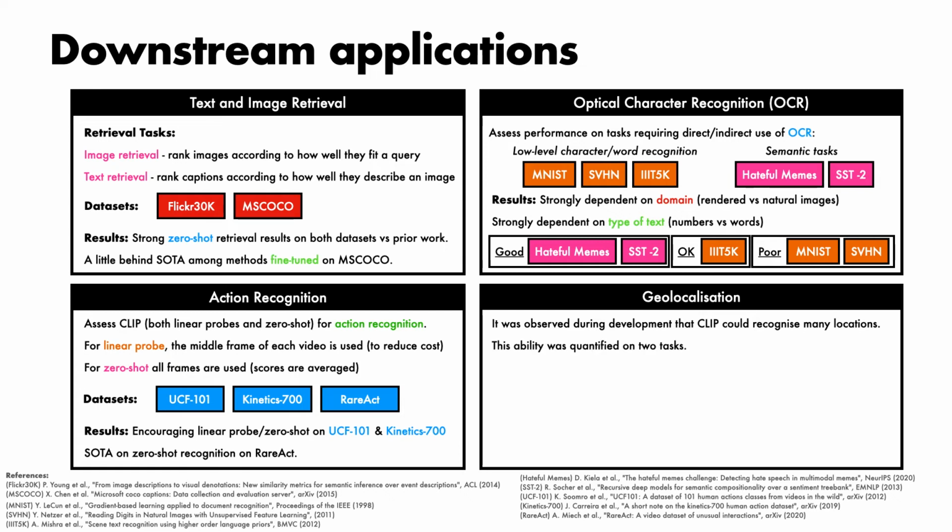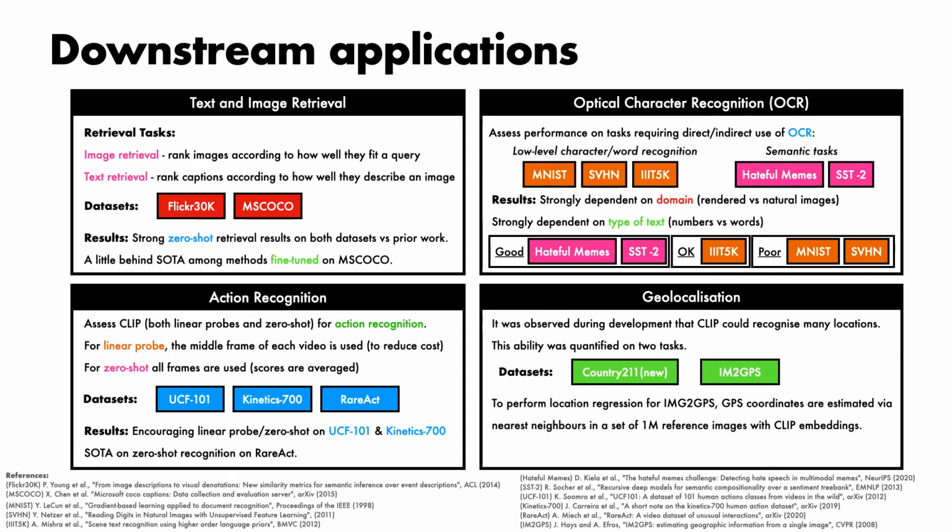The authors quantified this on two tasks: on the new Country211 data that was collected as part of this work, and for which results were included in the 27 dataset suite discussed earlier, and on Im2GPS, which requires models to regress the GPS coordinates of images. To perform the latter task, GPS coordinates were estimated via nearest neighbours against a set of 1 million reference images that were compared via CLIP embeddings. This approach achieved solid results on Im2GPS, suggesting that CLIP does indeed have some knowledge of location.